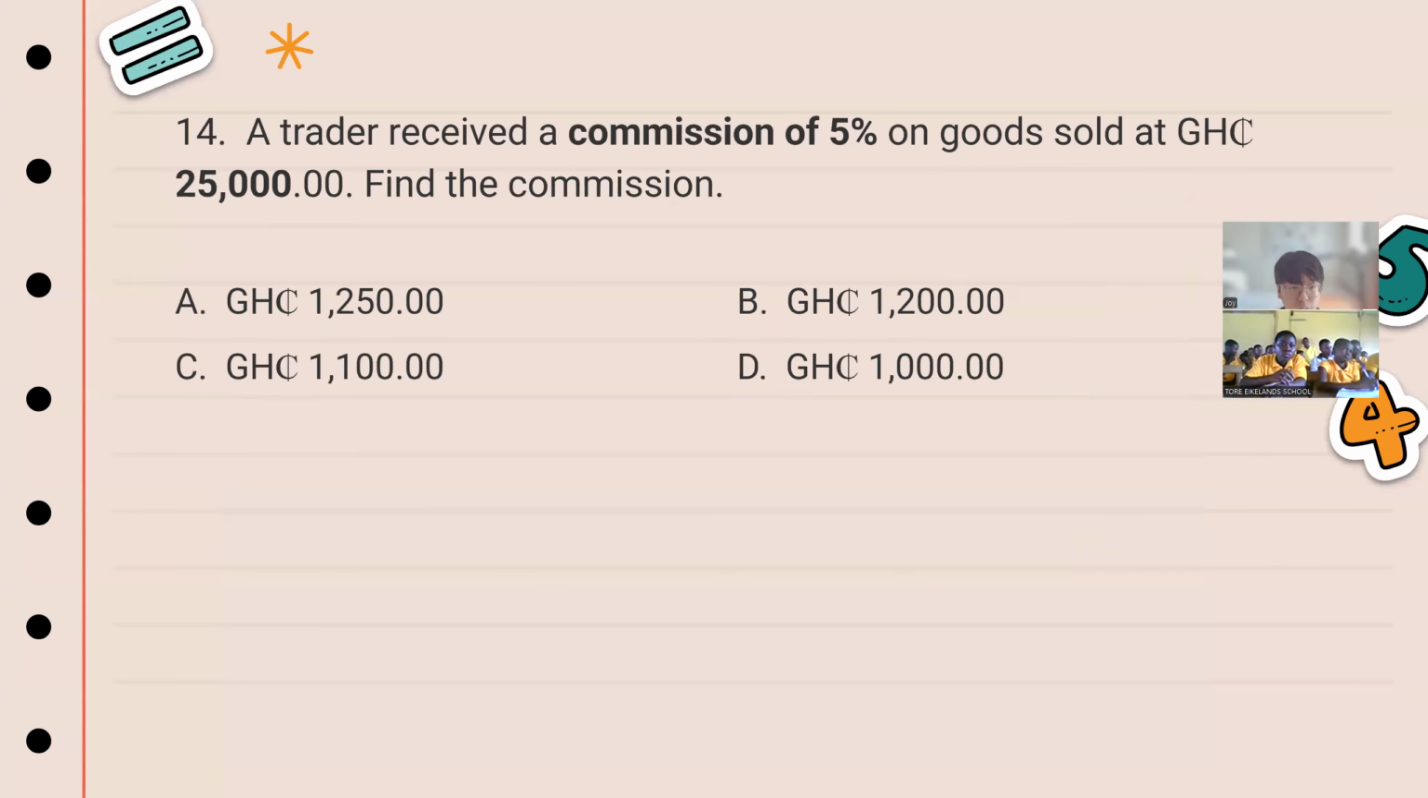Let's look at this question. A trader receives a commission of 5% on goods sold at 25,000 Ghana cedis. It says to find the commission.